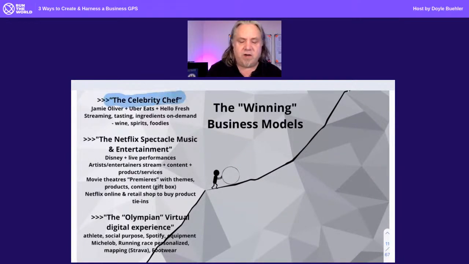We have what I call the celebrity chef. So this is Jamie Oliver, a celebrity chef, plus Uber Eats, being able to have food delivered automatically or on short notice, and then HelloFresh, where you get the ingredients and you're able to do that. So that's a good example of restaurants being able to change and adapt. But it's also a good idea for service-based businesses. How do you actually do that?